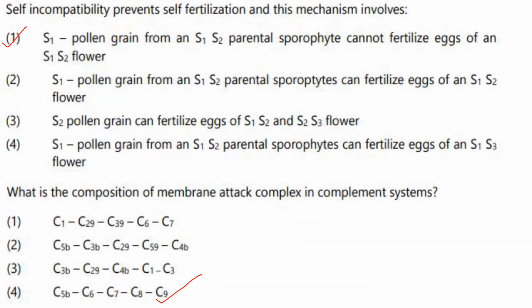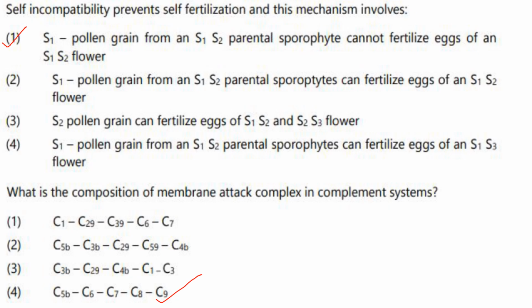Then next one. Self-incompatibility prevents self-fertilization and this mechanism involves. They have mentioned in the question itself that self-incompatibility is mainly used to prevent self-fertilization. So if you see option 1, S1 pollen grain from S1, S2 parental sporophyte cannot fertilize eggs of an S1, S2 flower. Yes, that is correct because the pollen grain is S1 and the eggs are also from S1. So S1 and S1 are both present in pollen grains and eggs, so it will not fertilize. That is correct.